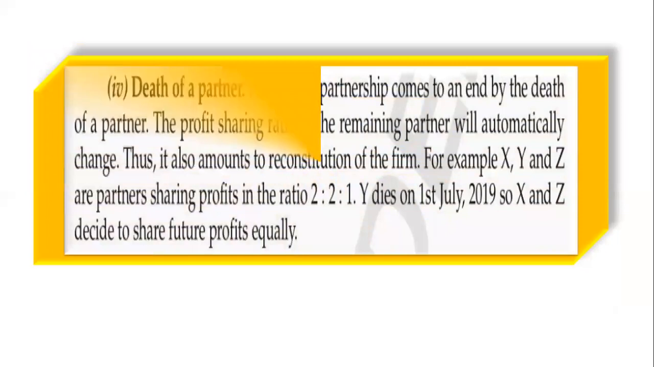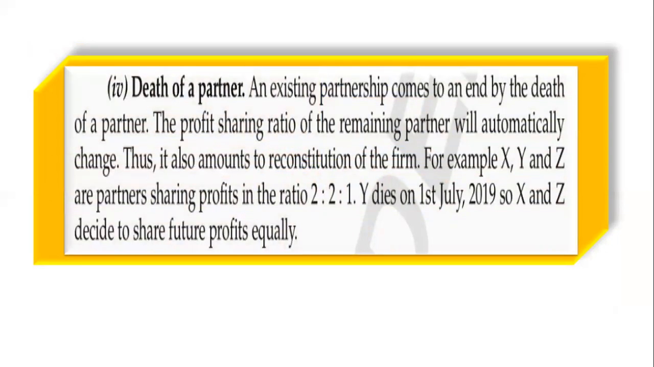Now, let me move to the next condition. Next situation is death of a partner. So retirement is one cause and another cause is death. Suppose that any one partner dies. When one partner dies, the remaining partners will make a new agreement between themselves for sharing profit in the future to continue the business. So this is also one of the reasons for reconstitution of the partnership firm.